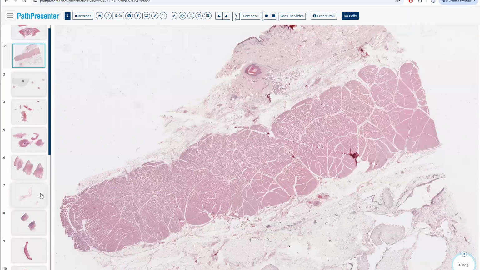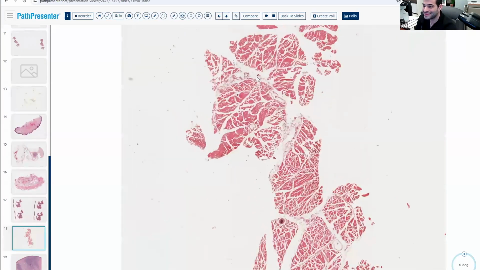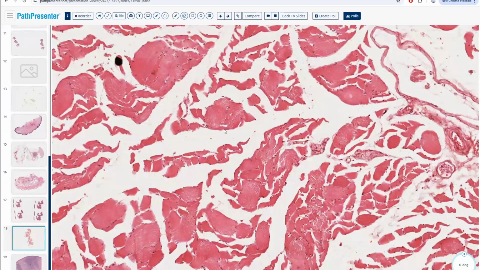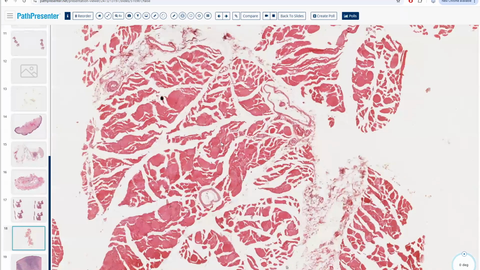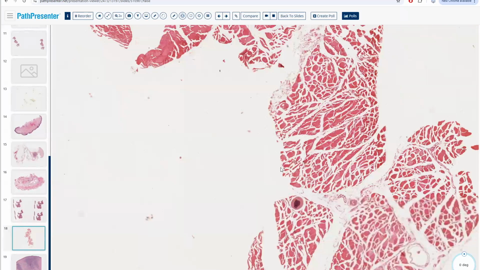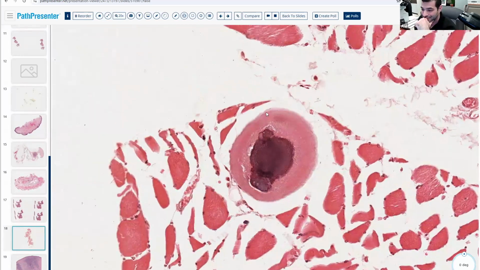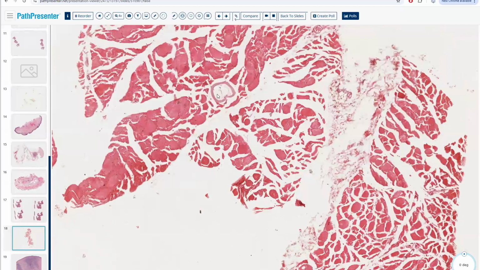What's in fact, you know what? What's this? So this is muscle, right? Yes. Okay. What's this? I have no idea. Here's another one. Is that an occluded vessel?